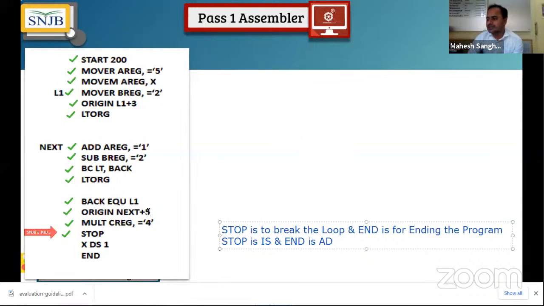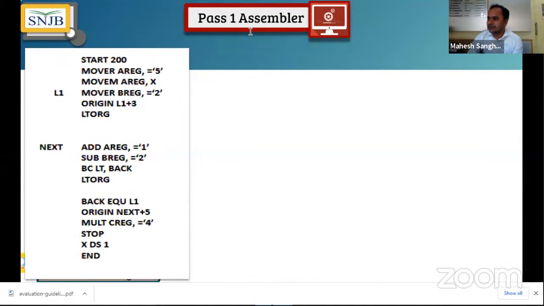This also you need to understand from this. Okay, so these are the statements that I was explaining regarding what STOP does. Now XDS, this statement is a declarative statement. It is simply declaring X as a variable which is used somewhere here.